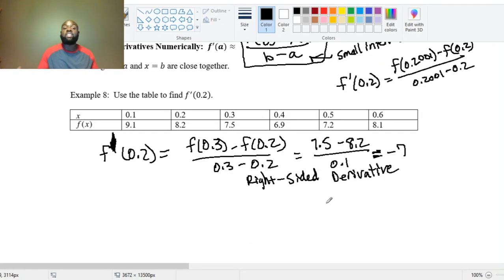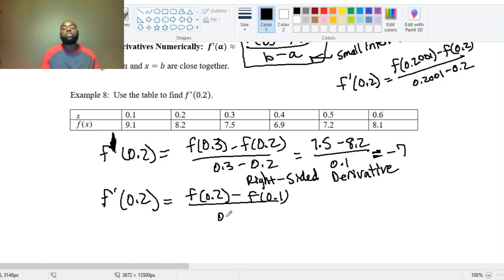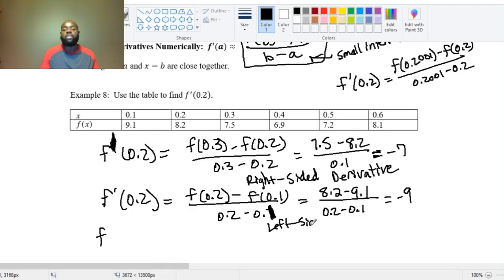We can also calculate this derivative using the 0.2 and the 0.1. So we can get another estimate of the derivative by doing f of 0.2 minus f of 0.1 all over 0.2 minus 0.1. So I have an 8.2 minus a 9.1 all over 0.1, and that will give me a negative 9. This is a left-sided derivative because I use 0.2 and a number smaller than it.